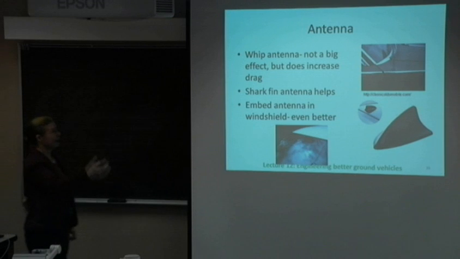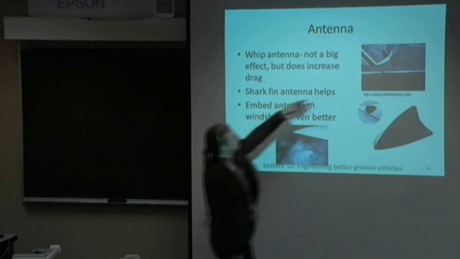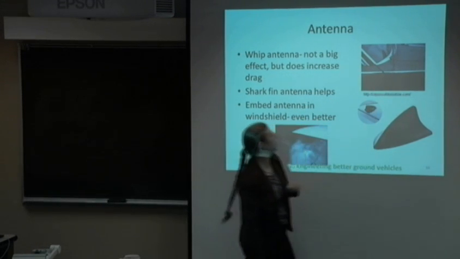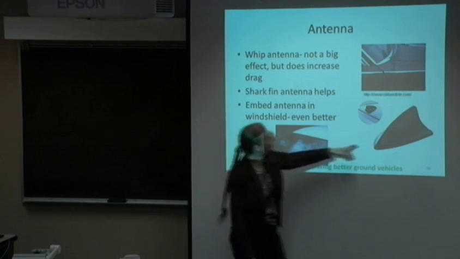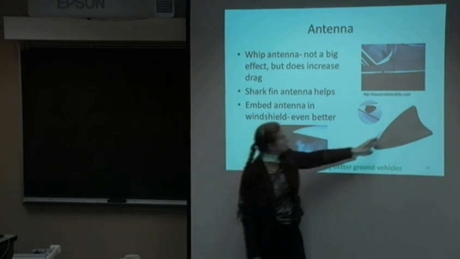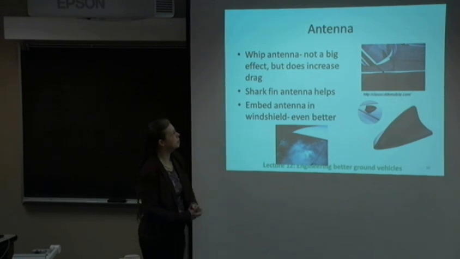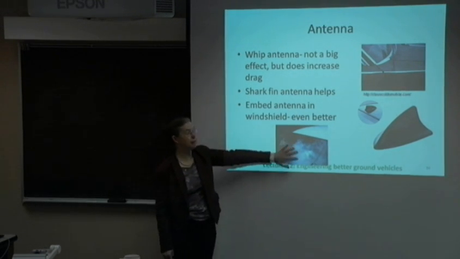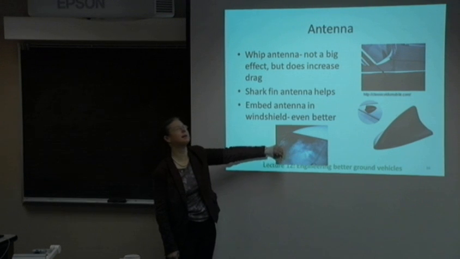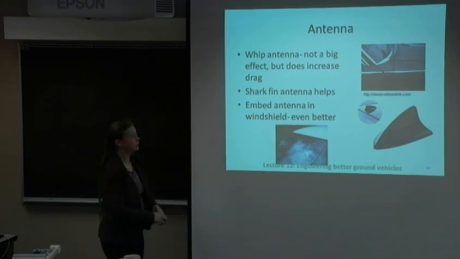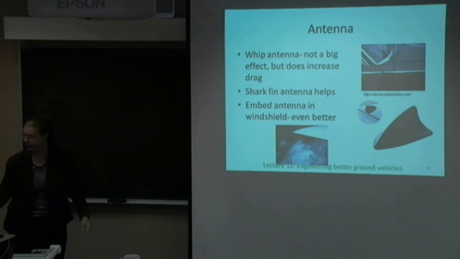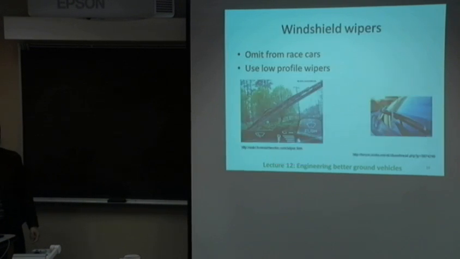Antennas. Well, if you have a whip antenna, which is what many cars have, that disturbs the airflow also. This is called a shark fin antenna, and they're designed to reduce the turbulence and to be more efficient. Now they're embedding the antennas in the windshields in some cars, so that's even better. That doesn't do anything to your cross section or your drag.